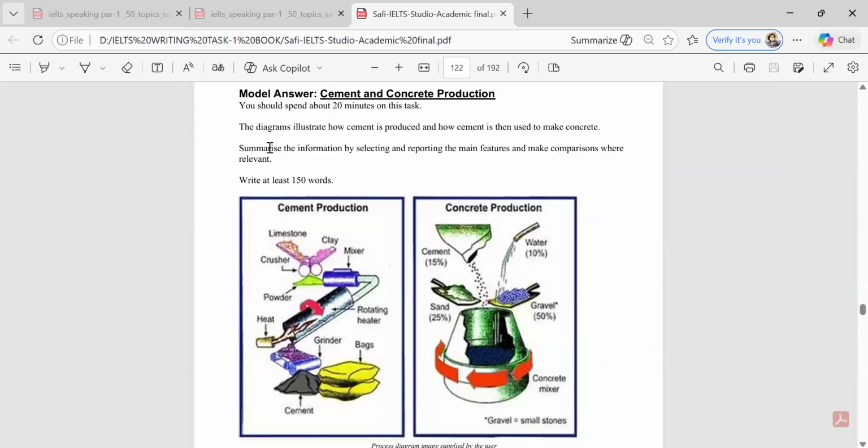First of all, this is your question. The diagrams illustrate, because there are two diagrams, that's why we don't have an S on the verb, how cement is produced and how cement is then used to make concrete.